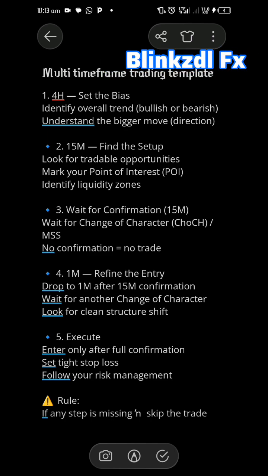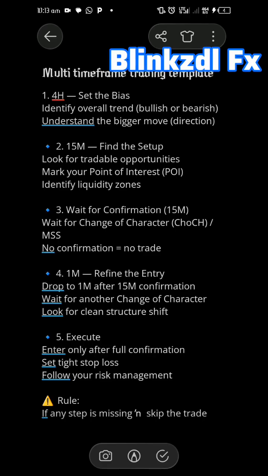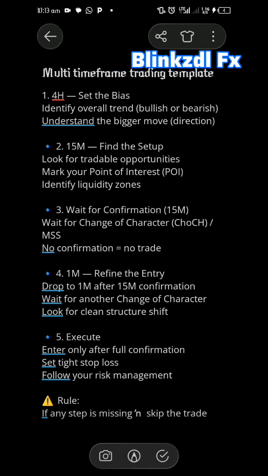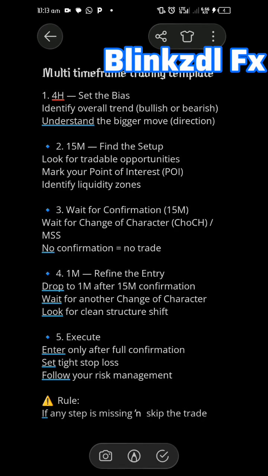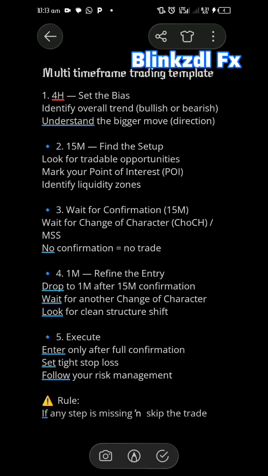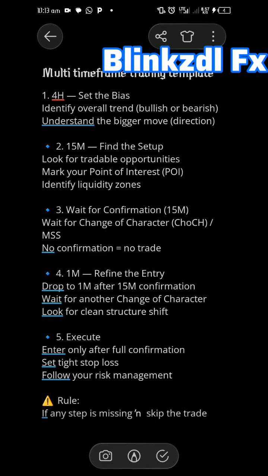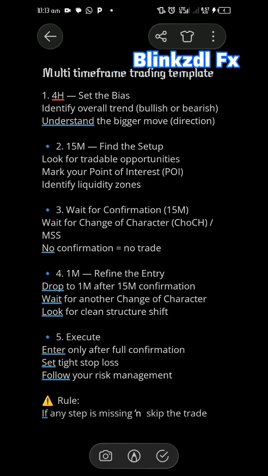So the 15-minute time frame has its own confirmation. The 1-minute time frame too needs to have its own confirmation that it's ready to deliver to the 15-minute time frame, and the 15-minute time frame is also ready to deliver to the 4-hour time frame. You see, now all the time frames agree. Then enter only after full confirmation. Set tight stop losses and follow your risk management. So, number one rule: if any setup is missing, skip the trade.